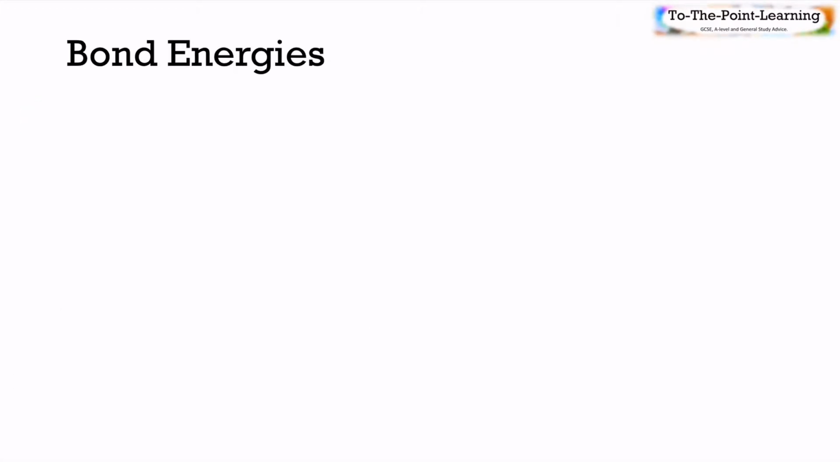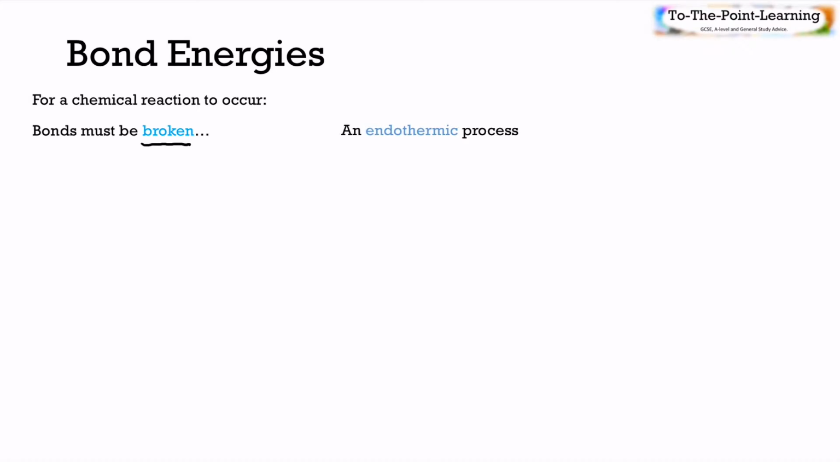So the next section is bond energies. We've looked at whether a chemical reaction is overall exothermic or endothermic. But if we look at a chemical reaction, and every chemical reaction for that matter, two things must happen for a chemical reaction to occur. Firstly, bonds between the reactant molecules have to be broken. And this process of bonds being broken is endothermic. It requires heat from the surroundings, for example, in heating.